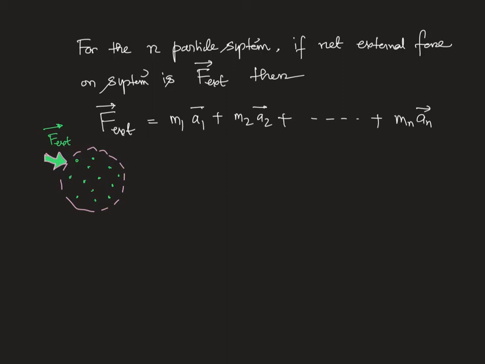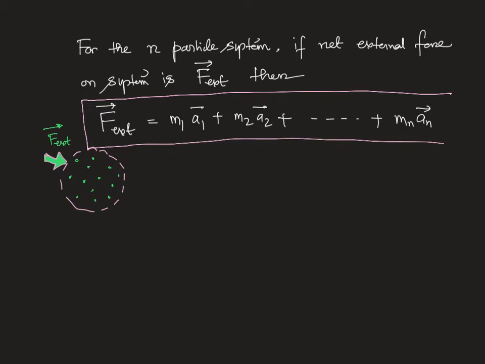So this is what we have derived just now. For the n particle system, if the net external force on the system is Fext, then this expression: F external is the summation of ma, so m1 a1 plus m2 a2 plus m3 a3 like this. So this is the expression for Newton's law for a system, Newton's second law for the system.